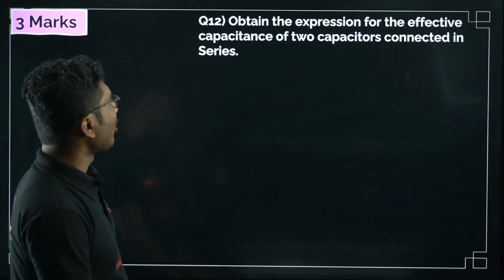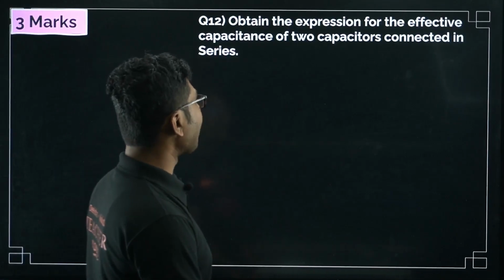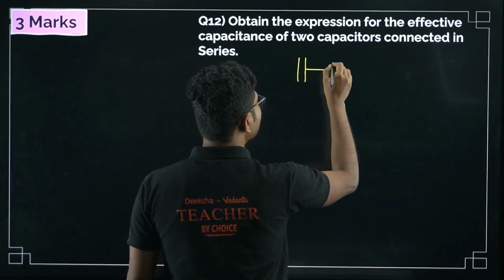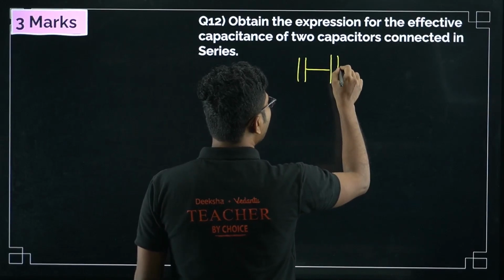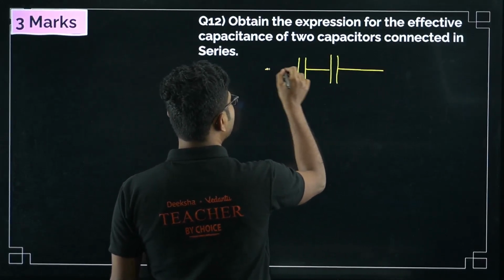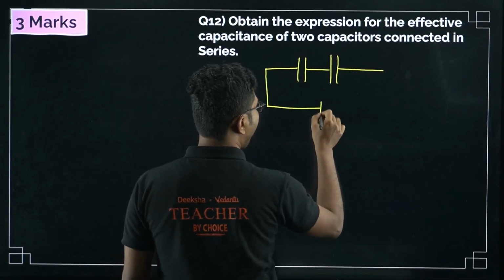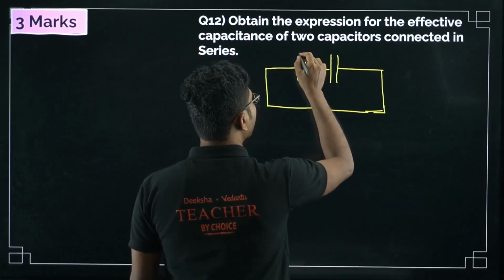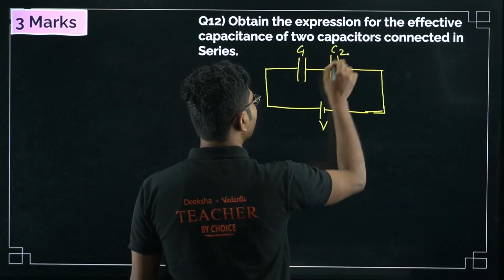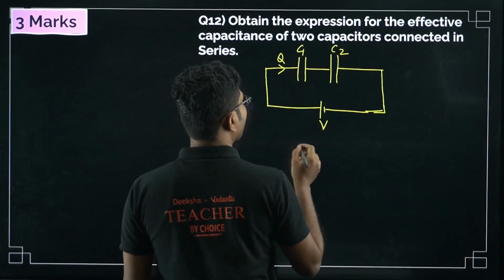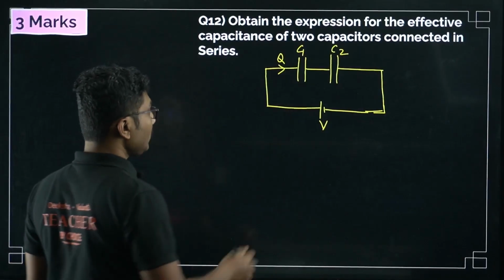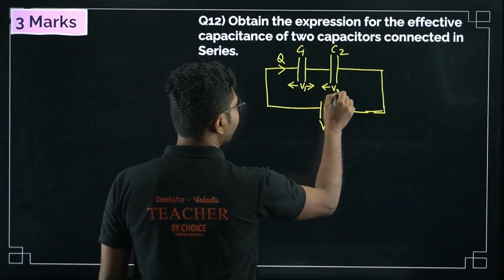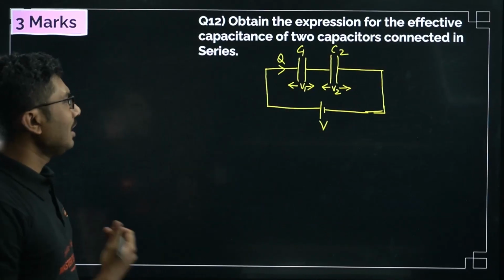Now the next part is: obtain the expression for effective capacitance of two capacitors connected in series. The series combination of capacitors is important because it is slightly difficult, the parallel one is easy, right? Series combination of capacitors. We have two capacitors, C1 and C2, connected across a potential V. The charge that is flowing is Q. The potential drop across the first is V1, and across the second is V2. So these are the things that we know.